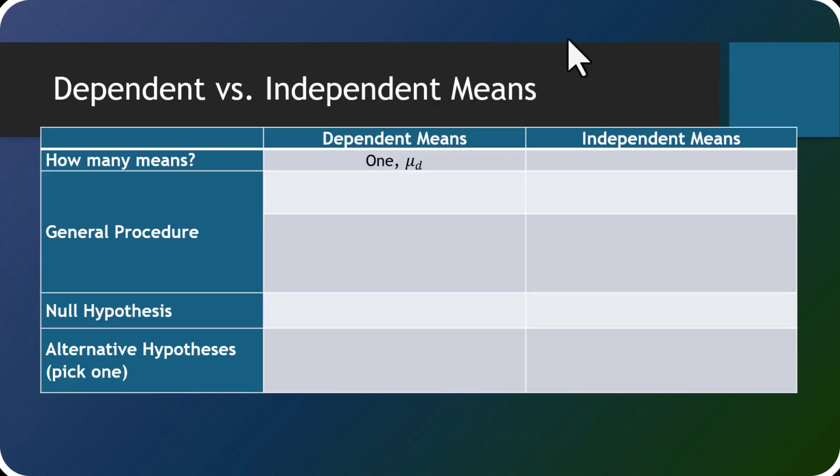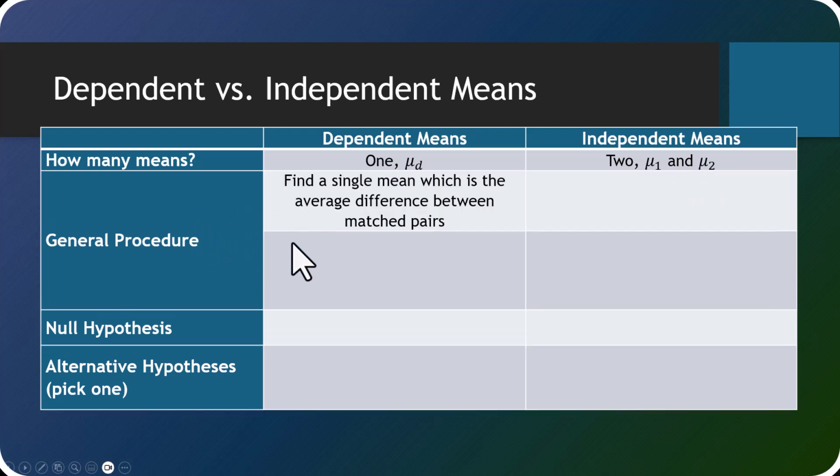To enhance our understanding of what we just learned, a good exercise is to compare the process of starting a hypothesis test with dependent means to the process of independent means. So the first question I have is how many means? We have two samples, right? But from those two samples, we generate a single mean, which is the mean difference in the two populations. Let's compare that to independent means, where we actually have two independent means. We have the mean of population 1 and the mean of population 2.